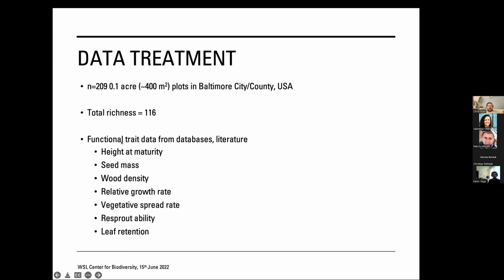For the functional trait data, here are our traits. They were taken from a number of different databases and from the literature. They were related to various establishment traits and life history traits.